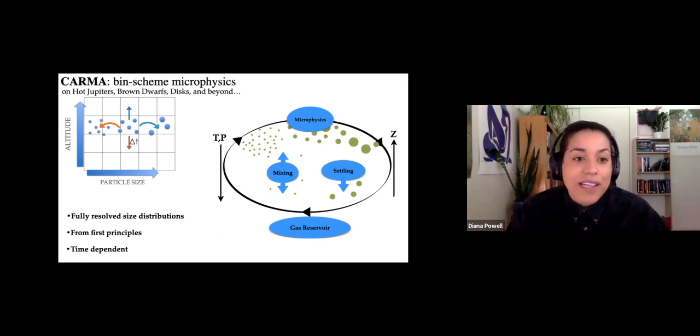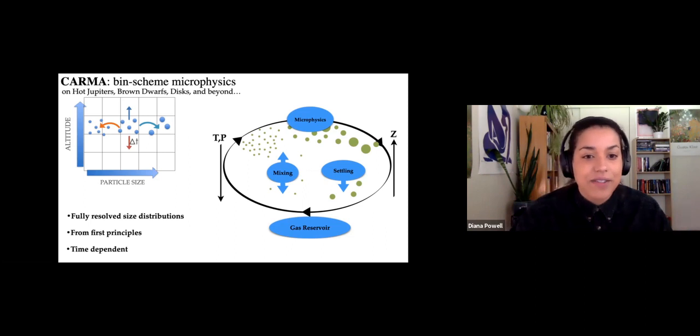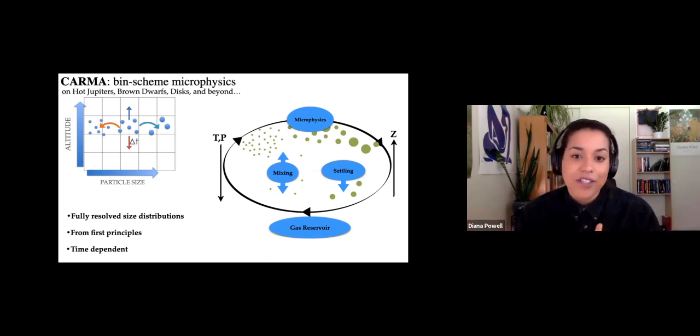So CARMA works on this Eulerian grid of particle size and altitude, where particles can grow and move into larger bins and then evaporate and move to smaller bins. And then particles can also move vertically along this grid. And CARMA turns out to be a particularly powerful tool because it calculates the fully resolved cloud particle size distributions, which is crucial in shaping the spectra, from first principles in a time-dependent framework.